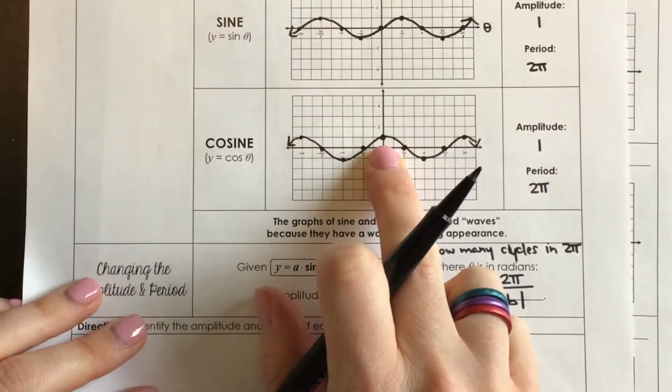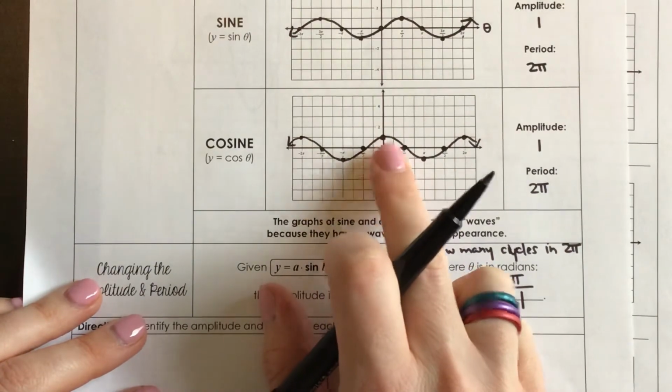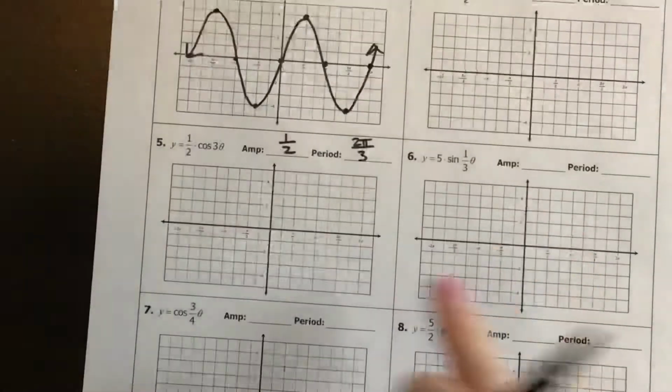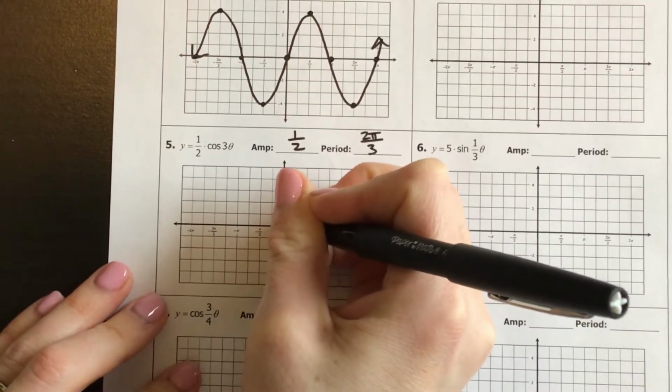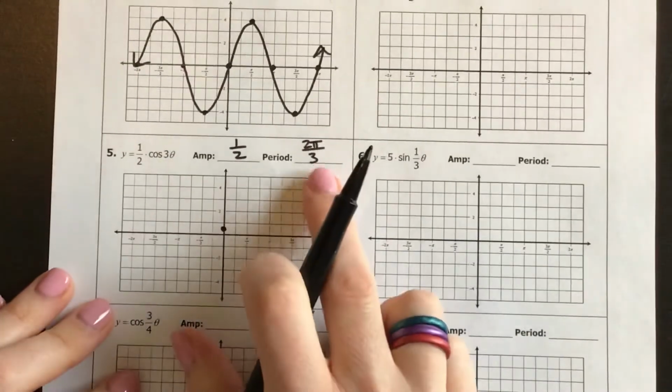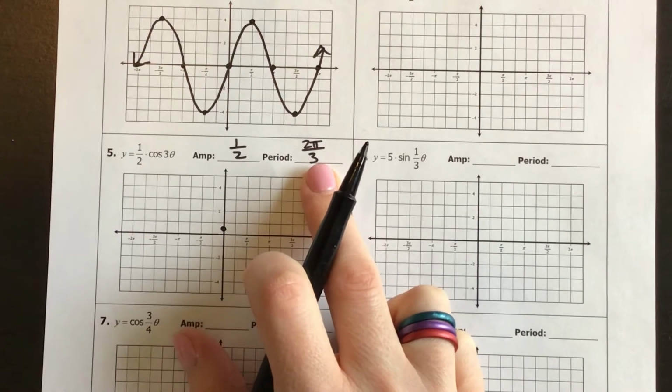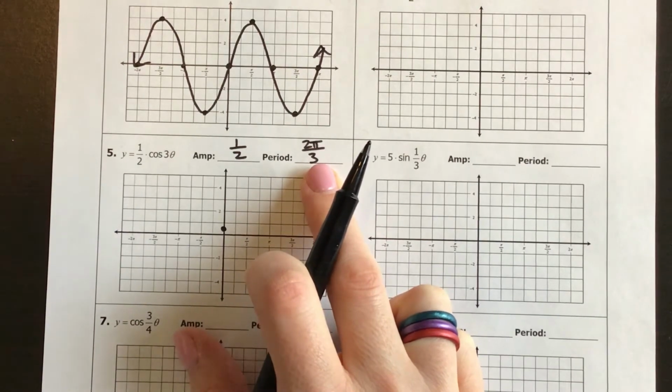It starts its cycle up at the high point. The high point here is 1, but the high point here is only going to be 1/2. So we go just half a unit up, and that is where we start our cycle. It's going to end our cycle 2 pi over 3 units later.